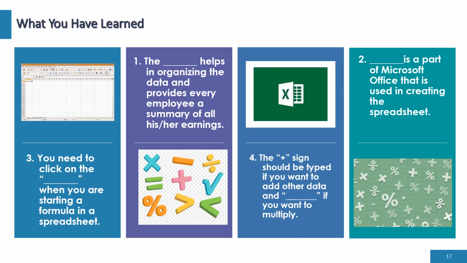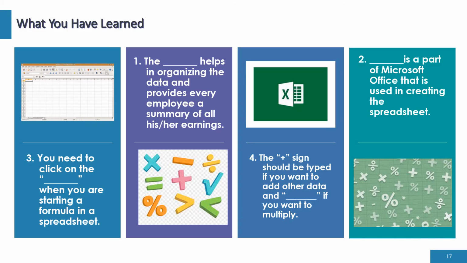Okay, you look great. It looks like the discussions above gave you a better understanding of the week's lessons. Now, let me check if you can still recall the discussion on the benefits and deductions. Write the missing words in a separate sheet of paper. Let us start. Number one, the blank helps organize the data and provides every employee a summary of all his earnings. What is this?